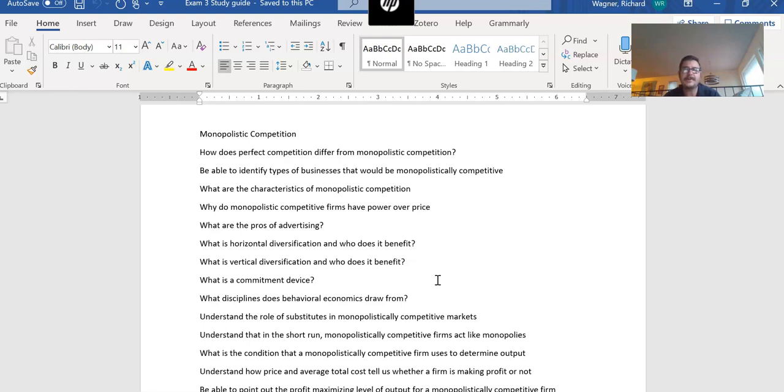Why do monopolistically competitive firms have power over price? Because they effectively have a piece of the market. They have a monopoly over a small amount through differentiation. Pros of advertising. We spent some time on this one too. We know that it gives us information about the product. It tells us where to get it. It gives us helpful ideas of why we want it.